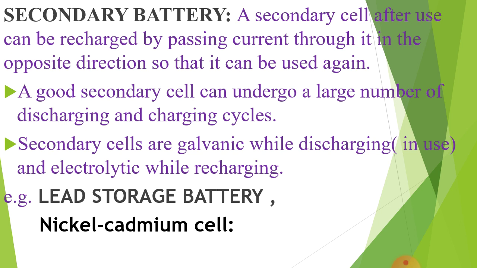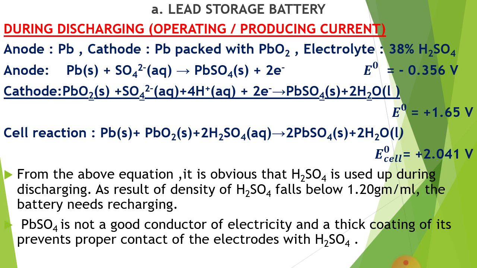So two types of electrochemical cell: galvanic cell and electrolytic cell. The common examples which you have to know are the lead storage battery and the nickel cadmium battery. Now first, the lead storage battery.